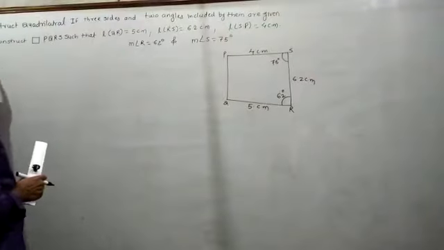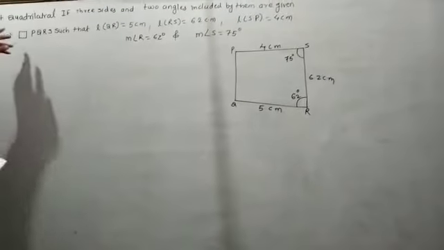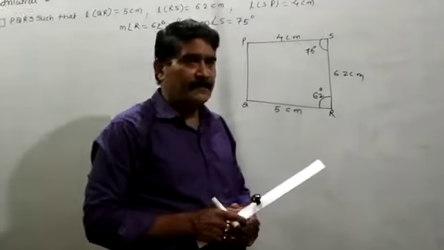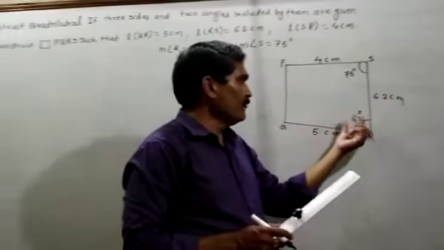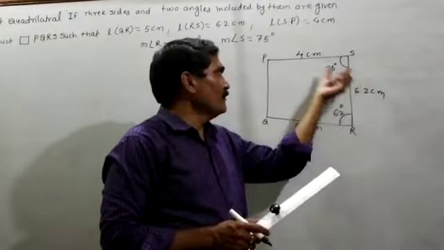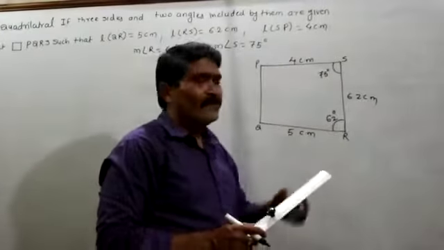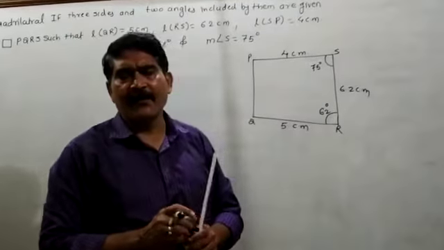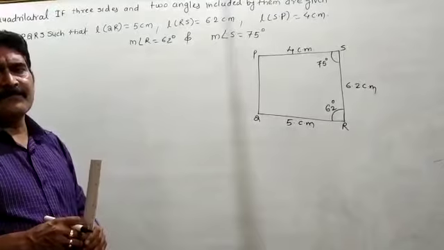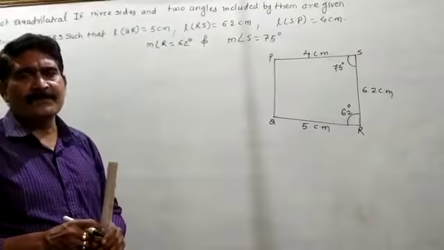Start with the fourth type: to construct the quadrilateral if three sides and the two angles included by them are given. Means these two sides and two angles included by them. Three sides and two angles included by them are given. That time we have to construct the quadrilateral. For that, we have to start with the solved question of the textbook.